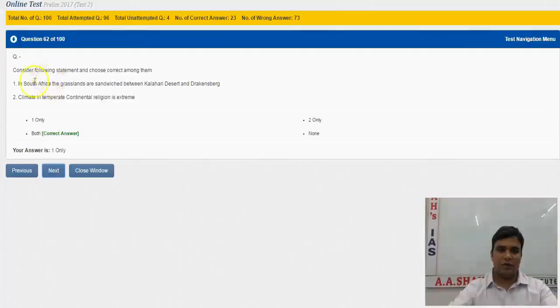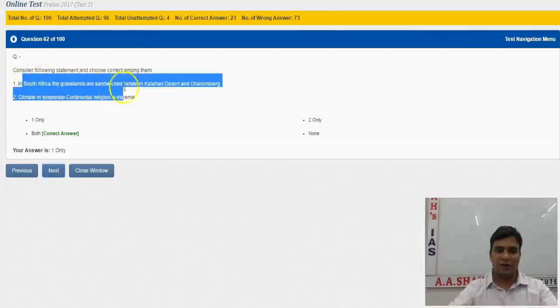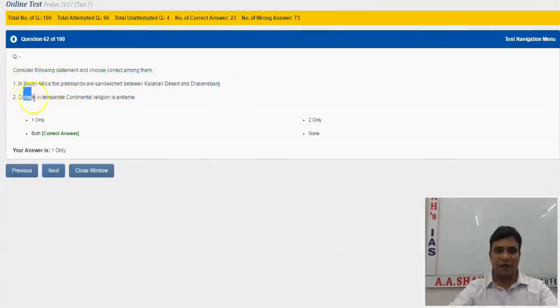So next question, question number 62. In South Africa, the grasslands are sandwiched between the Kalahari Desert and Drakensberg. Climate in temperate continental regions is extreme. Both the answers are correct. It's a little bit of factual information and concept based. So I advise you to again refer to your NCERTs and coaching notes. Once you do that, this question becomes fairly simple. One reading would be enough to answer a question like that.